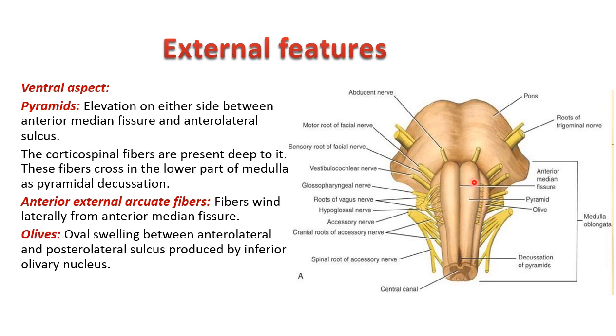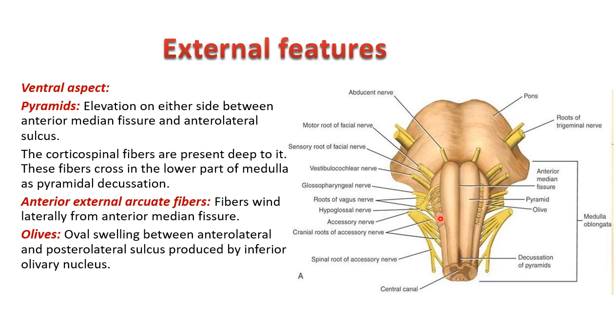And then in the upper part of the medulla you are able to see these swellings. They are called the olives. The pyramids you are able to see on either side of the anterior median fissure. Then lateral to that, you see the anterolateral sulcus. Lateral to the anterolateral sulcus, you see these swellings which are called the olives.